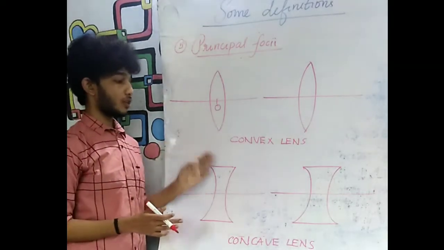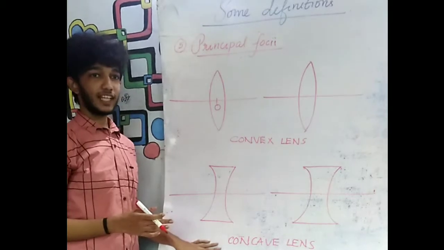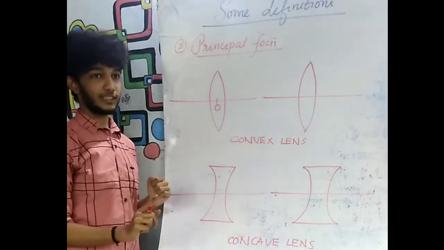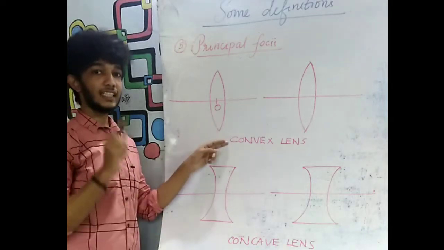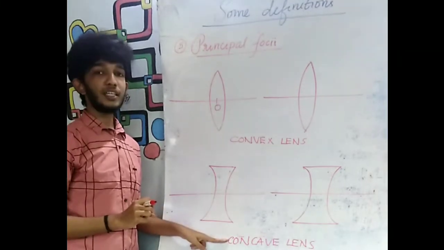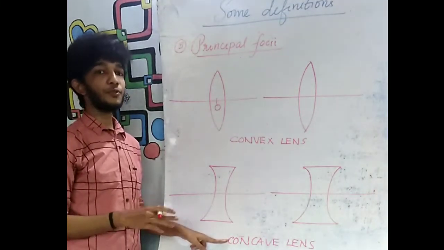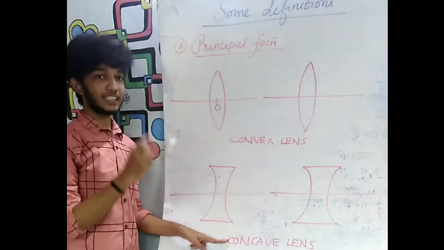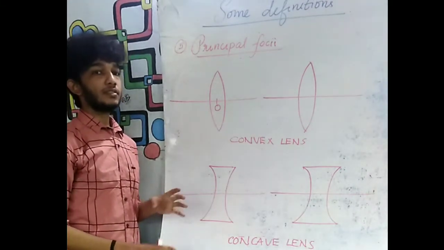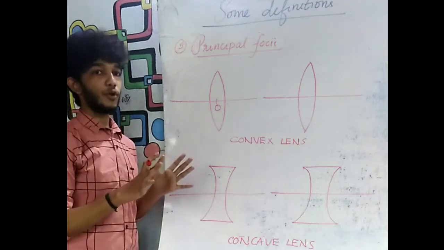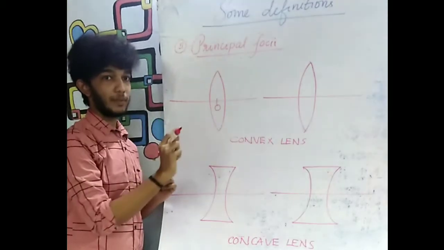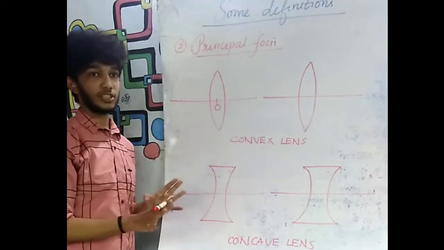So here I have drawn on the board two convex lenses as well as two concave lenses, and each one is to illustrate one principal focus. For a convex lens, there is a first principal focus as well as a second principal focus. Similarly, for a concave lens also, there is a first principal focus as well as a second principal focus. So for a convex lens, the principal focus is the point where the rays which are parallel to the principal axis converge after refraction.